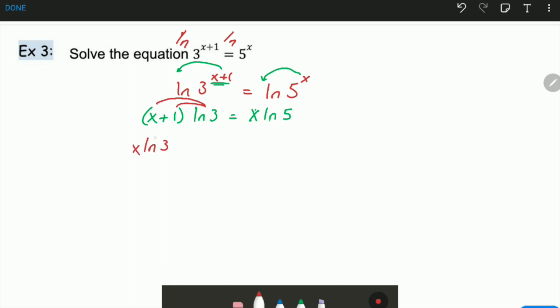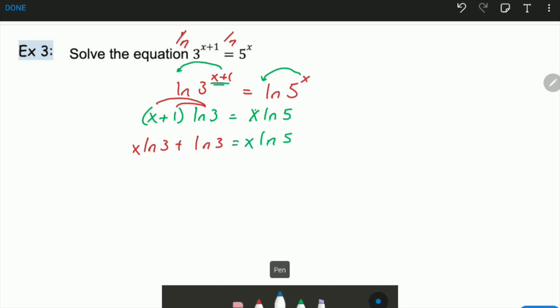We can't actually multiply them. And then ln of 3 times 1 would be 1 ln of 3. But that can get confusing, so I'm not even going to put the 1 there. I erased a little too much. So we just have 1 ln of 3 or ln of 3. On the other side, we have x ln of 5.